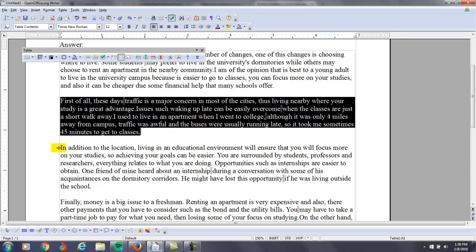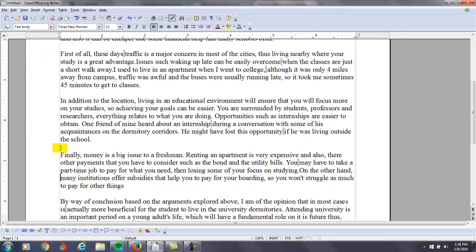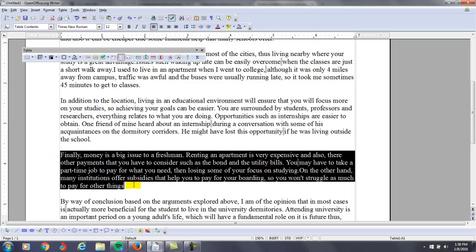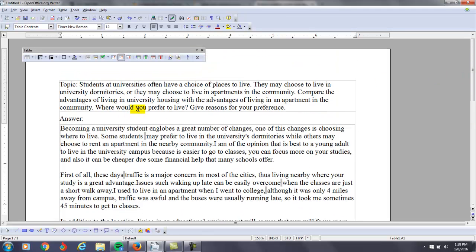Now, when you move to the next paragraph, paragraph 3, you want to talk about the advantages of living in an apartment. That's what you'll do here in this paragraph. Now, once you get to paragraph 4, then you talk about which one you prefer and why. You see what we're saying here? So where would you prefer to live? So you have a 2-part question, so it's important that you answer both parts of this question. Does that make sense? So what I want you to do is to go ahead and restructure your essay.